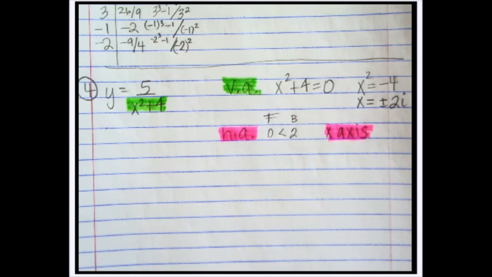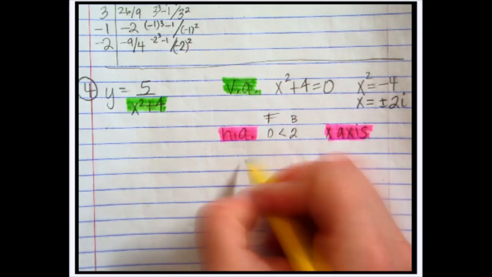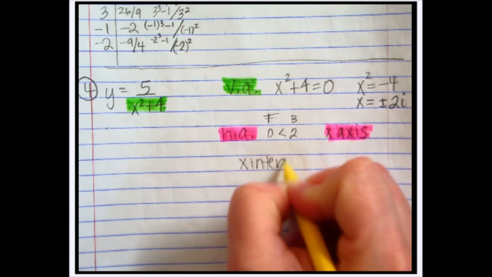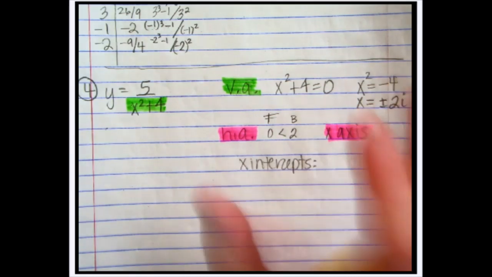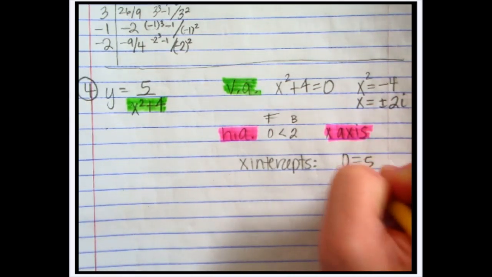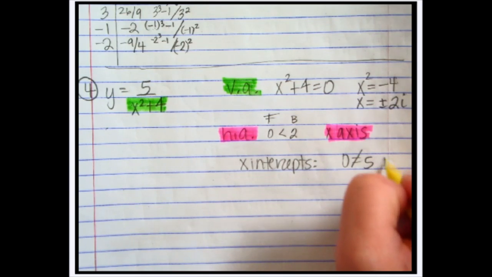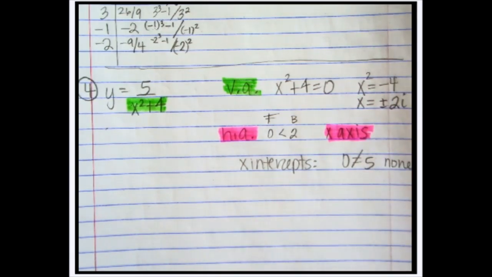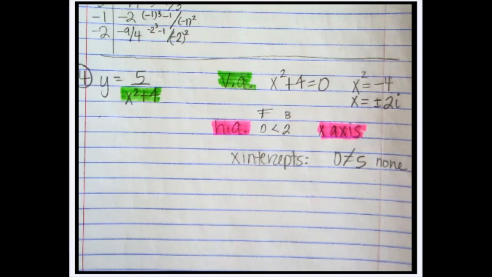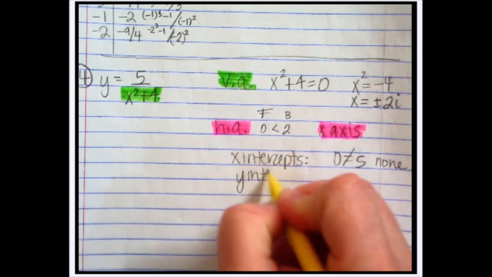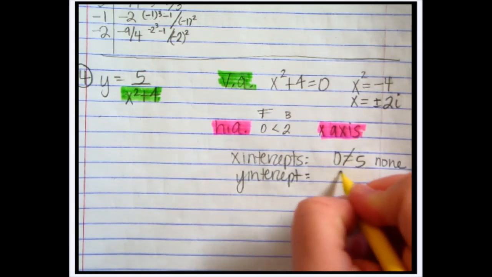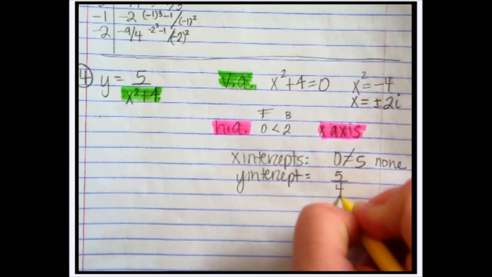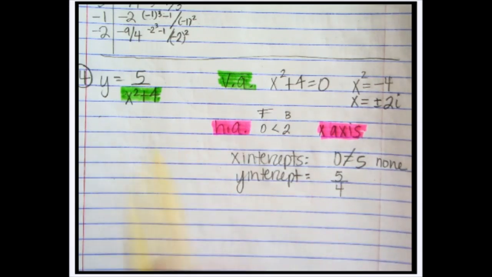Next, let's go ahead and see if we have any intercepts. So if we look at our x-intercepts, we plug in 0 for y, set your top equal to 0. We get 0 equals 5, which again is not true, so we don't have an x-intercept. Okay. And then y-intercept, we plug in 0 for x, so we get 5 over 4. Okay. So we do have one y-intercept there.